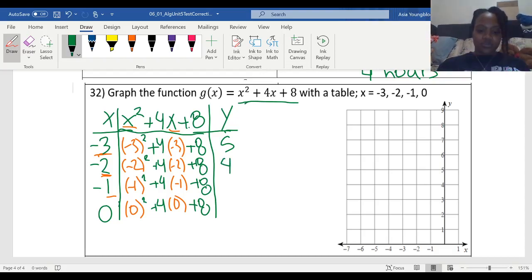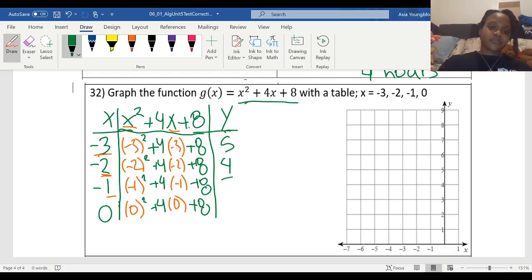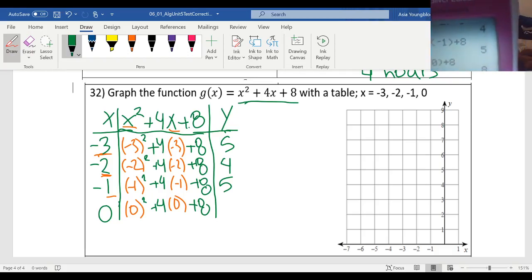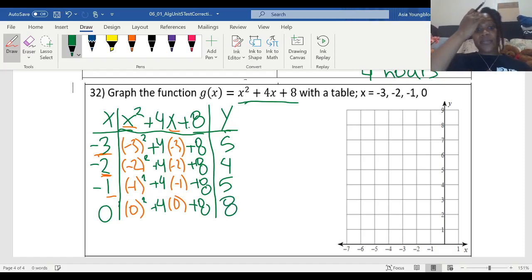Changing those negative 2's to negative 1's gets us 5 again. And changing those negative 1's to 0's gets us 8. So now we're going to plot these points to actually see what the graph of our function looks like.